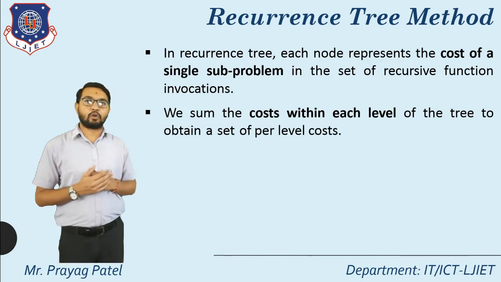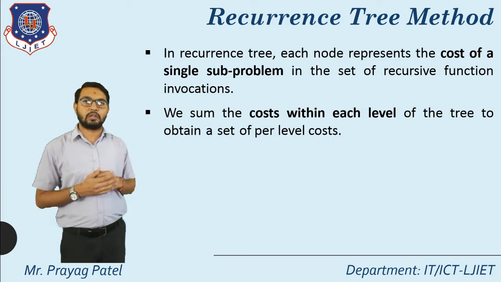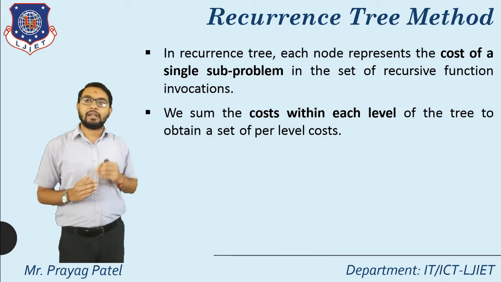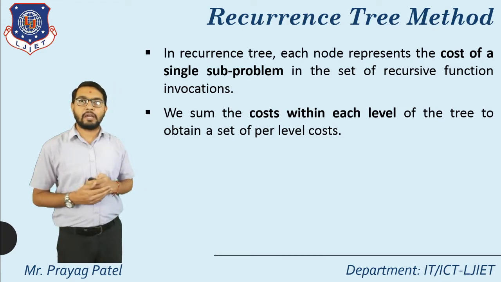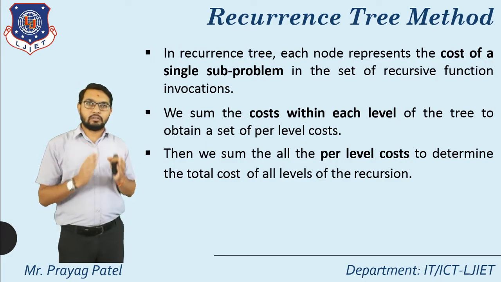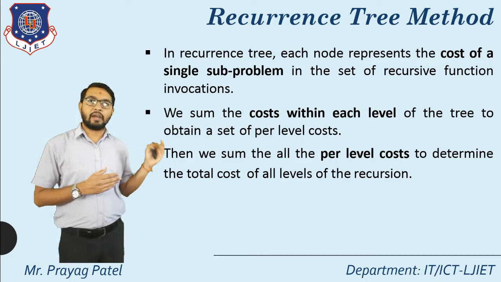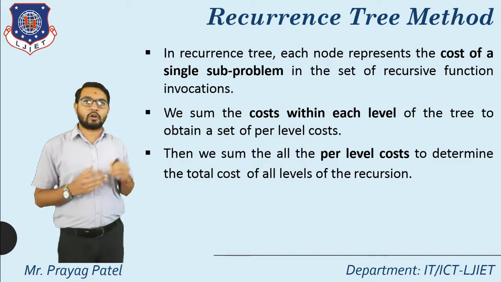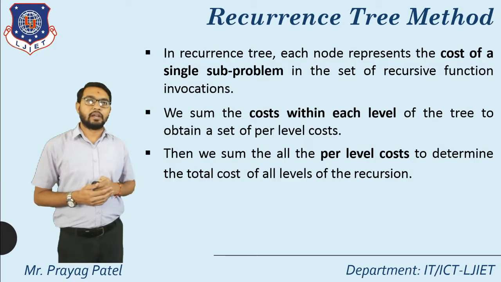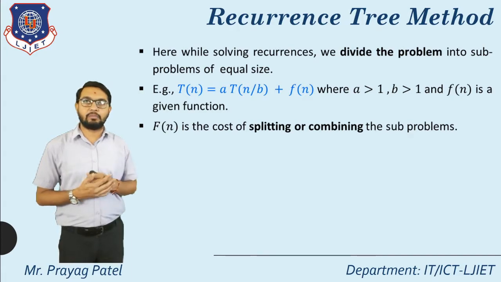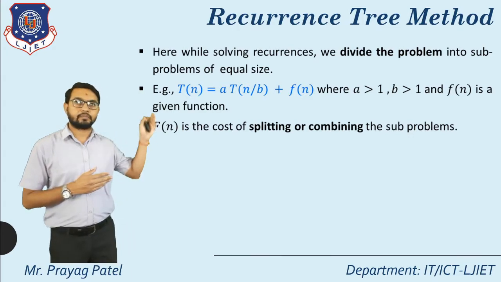Now for level cost, we consider the first level cost as the first level node, and the second level cost as the cost of each node of the second level. Like this we can find the cost of each and every level. Then we sum all the per level costs to determine the total cost of all levels of the recursion. So using this method you can find the complexity of the given recurrence relation.